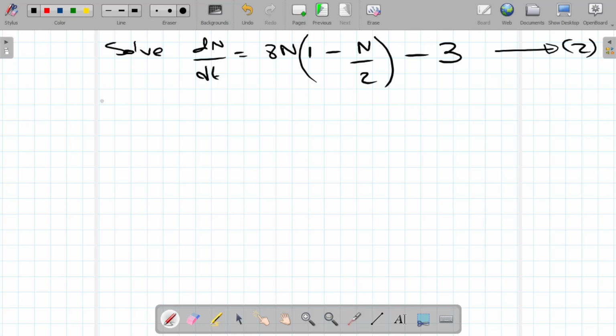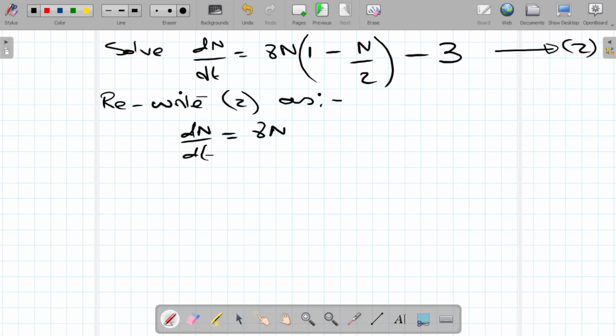So rewrite equation 2 as, well, we can go through each individual step. So we've got dn by dt is equal to 8n. If we multiply out the brackets, we've got 8n minus 8n squared divided by 2 minus 3. And that simplifies to give 8n minus 4n squared minus 3.